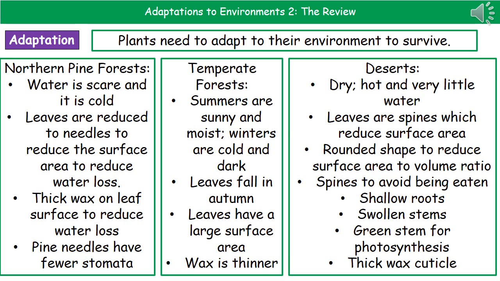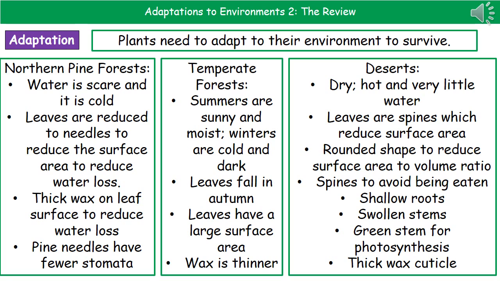If we're talking about a northern pine forest first of all, then what we find is that water is quite scarce and it's cold. Through a lot of the year, the water is in ice form, it's frozen, which means that our plants can't get hold of it. So in terms of our plants and their adaptations, their leaves have been reduced to needles, and that's all to do with reducing their surface area to reduce water loss. If there's not much water available to the plant, clearly it needs to keep as much inside as it can. They also have a thick wax on the surface of the leaf to reduce their water loss, and the pine needles have very few stomata, and that's again to do with reducing water loss.